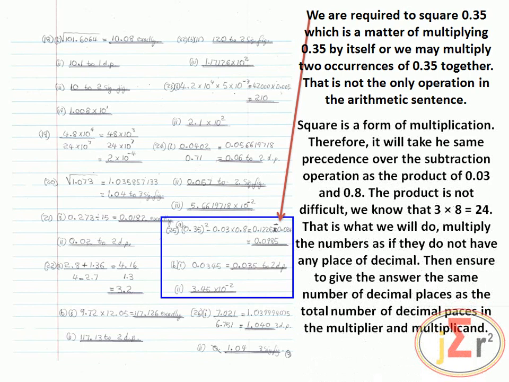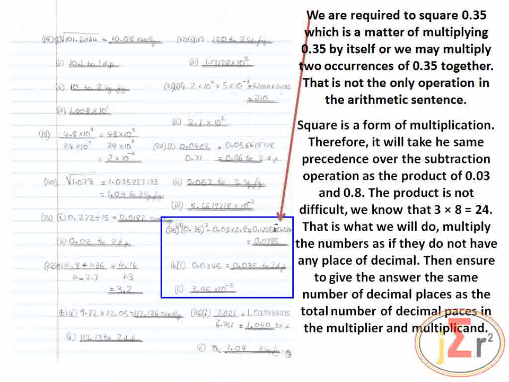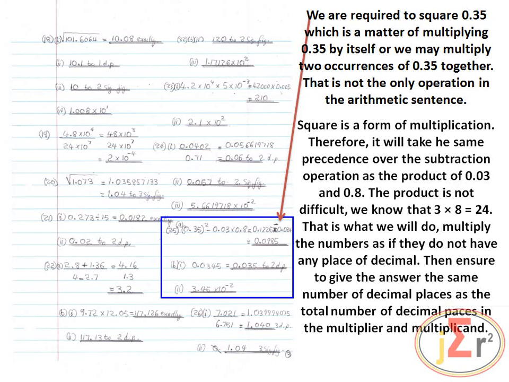Square is a form of multiplication. Therefore, it will take the same precedence over the subtraction operation as the product of 0.03 and 0.8. The product is not difficult. We know that 3 times 8 is equal to 24. That is what we will do. Multiply the numbers as if they do not have any place of decimal. Then ensure to give the answer the same number of decimal places as the total number of decimal places in the multiplier and the multiplicand.